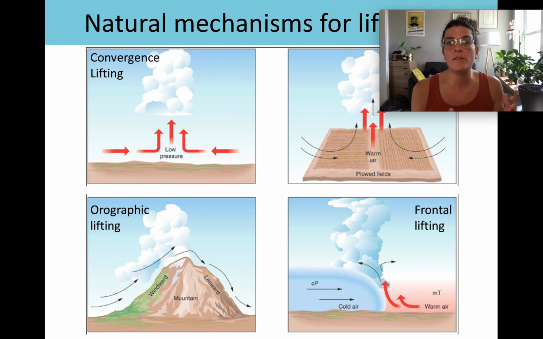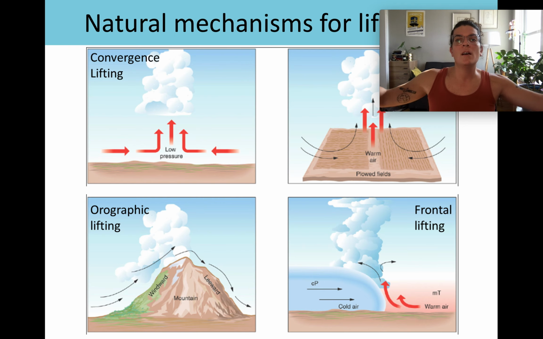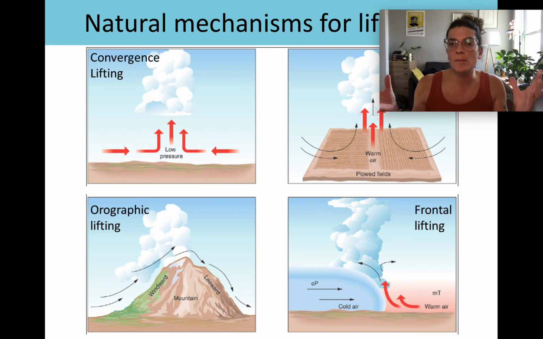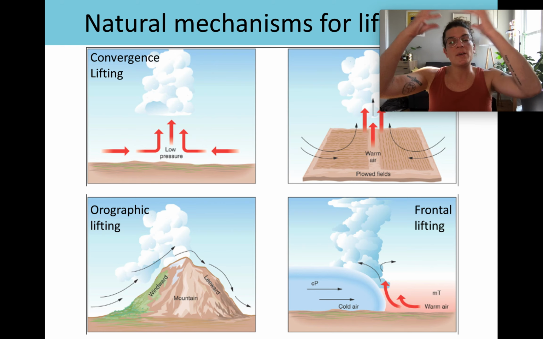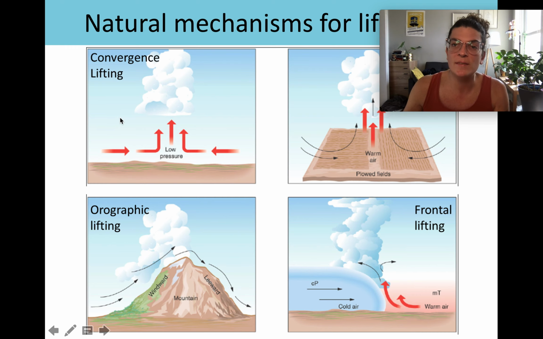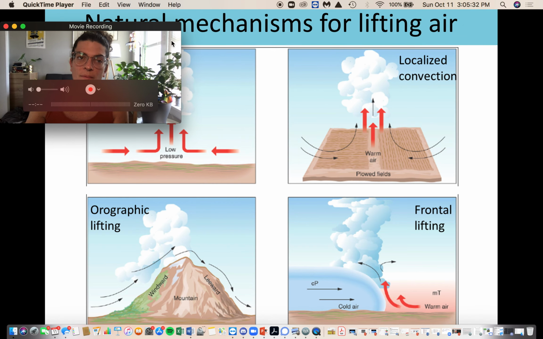The first one is convergence lifting. Convergence lifting is when you've got 2 parcels of air moving towards each other for whatever reason. A good example of this is the peninsula of Florida, where you have a sea breeze on either side. The sea breeze pushes the air, and then once the two parcels of air meet, they've got nowhere to go but up. They can't go down into the ground, right? So they go up, and as they go up, they rise, they form a cloud. That's convergence lifting. These two parcels of air just happen to be moving towards each other.